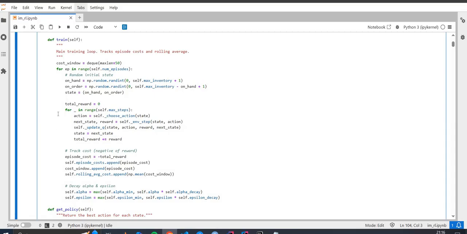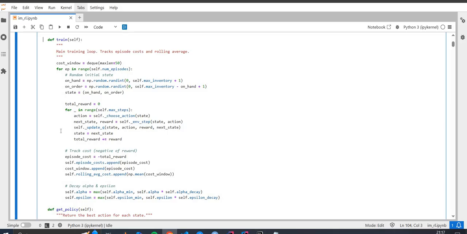And okay, at the end of each episode, we track the total cost. Remember, cost is just a negative of total reward. And we store this information to monitor how well the agent is improving. There is also a rolling average that smooths out the fluctuations, making it easier to see the overall trend.